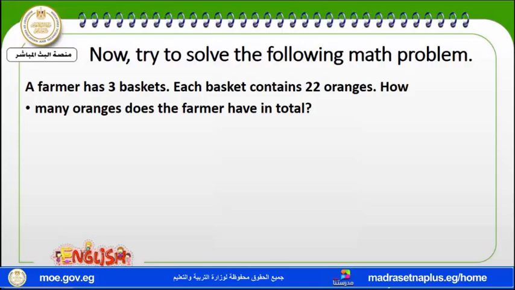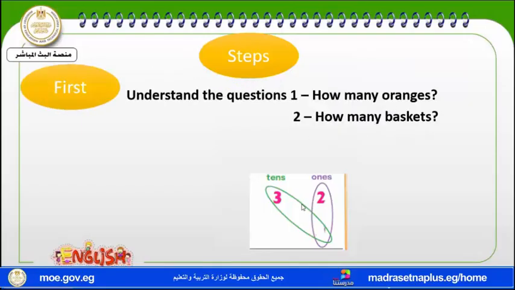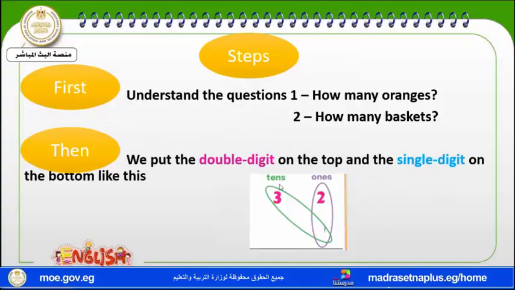Did you remember how we solved the previous math problem? Yes, this is what we do. We write the digits, the double digits, 22. We are going to decide the questions: how many oranges and how many baskets? Then we are going to write the double digit on the top and the single digit on the bottom, and you are going to write the single digit here.